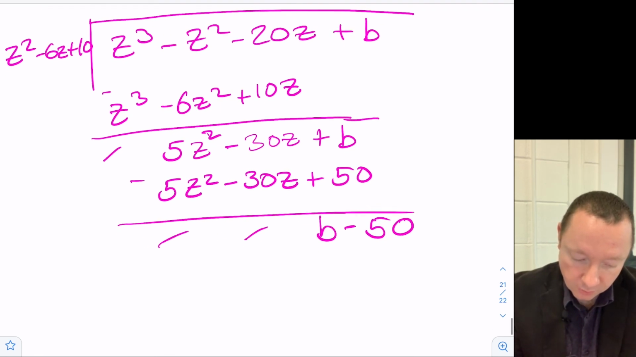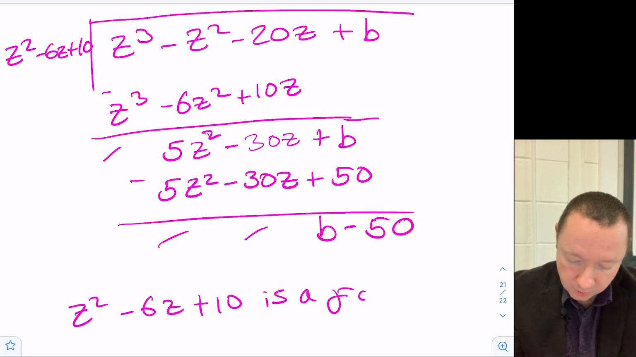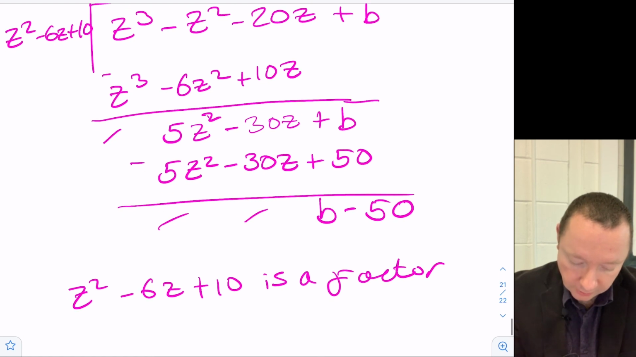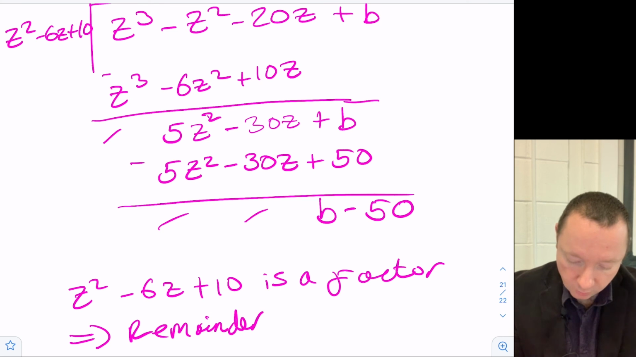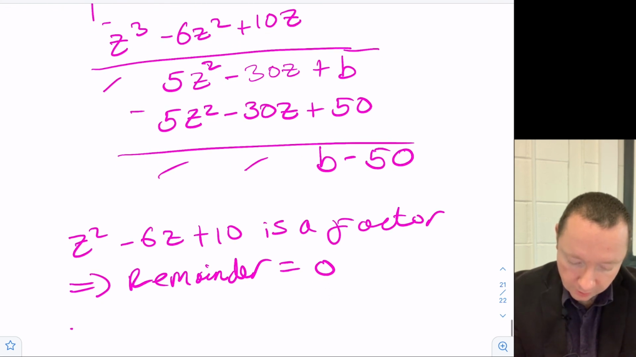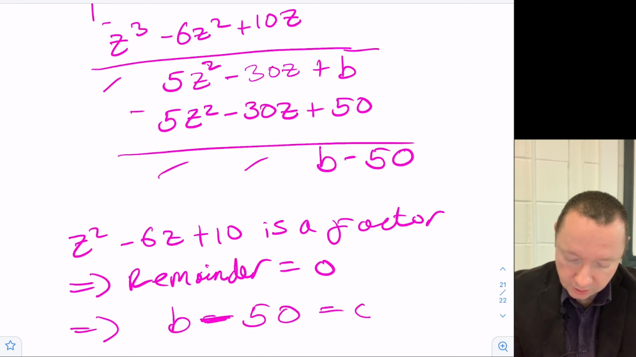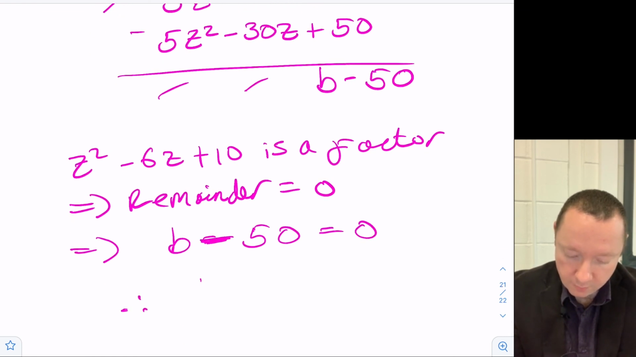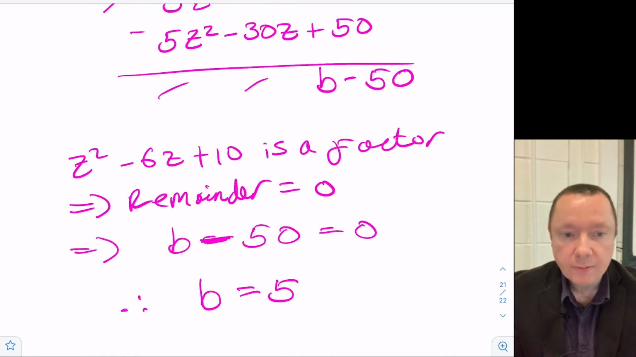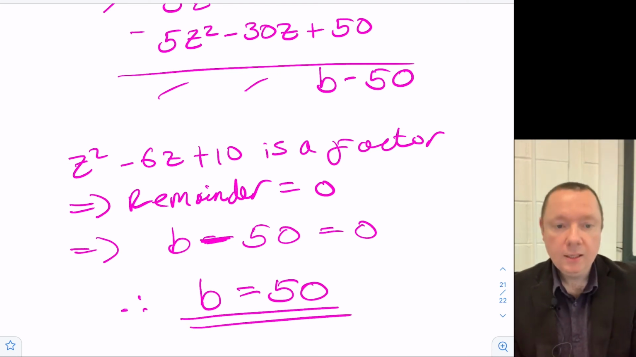But remember, z squared minus 6z plus 10 is a factor. So that implies the remainder must equal 0. So that implies b minus 50 equals 0, and therefore b equals 50. And we're done.